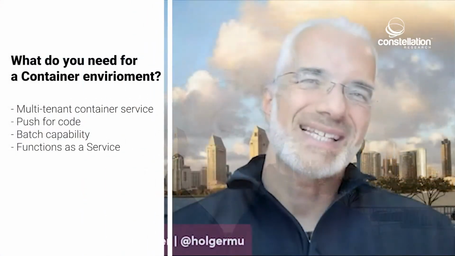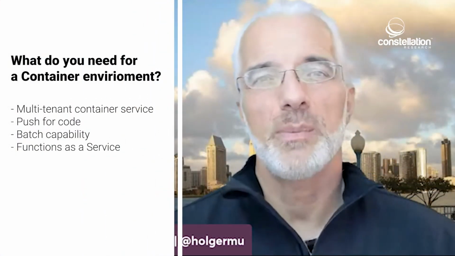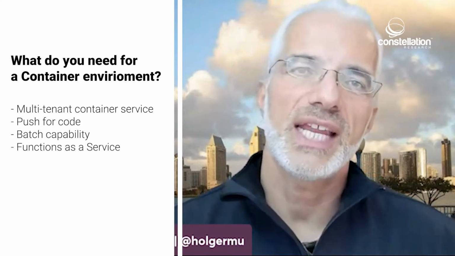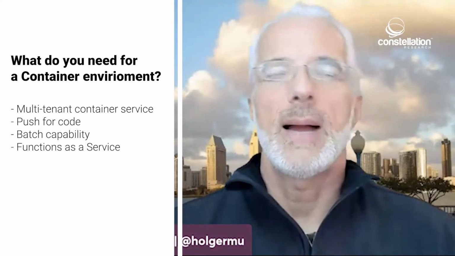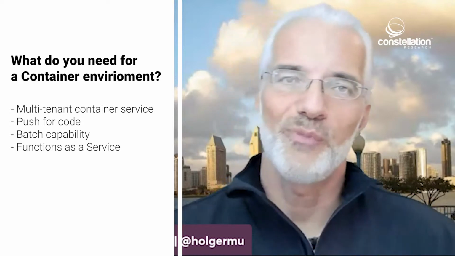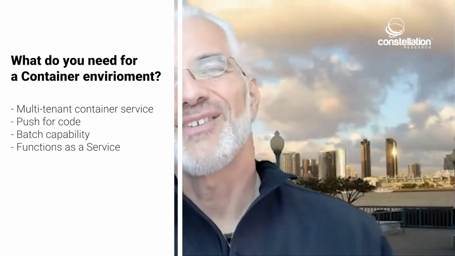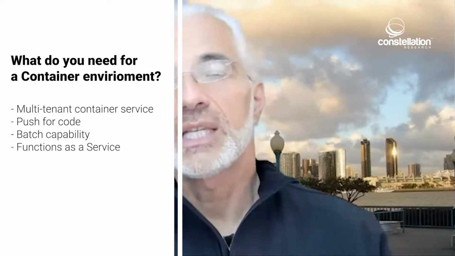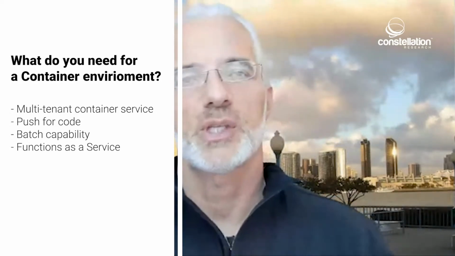Let's look next at the differentiator, which is the one-stop nature of the offering. If you think about what you need for running a container environment, right? You need a multi-tenant container service because hopefully you have multiple people using it. You need some ways to push the source code to these different environments. Typically that is done in batch jobs because nobody wants to be around for 24 hours. And then of course it's all about function as a service. You want to be able to develop functions.